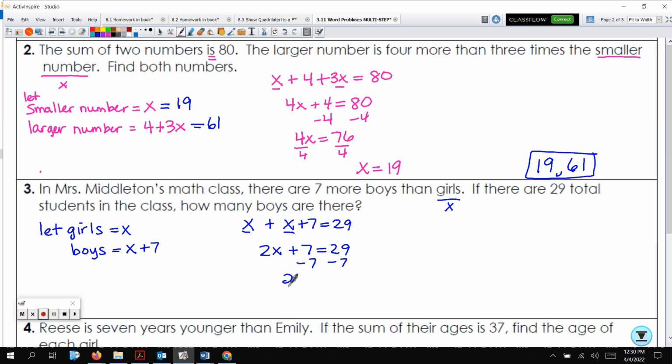Subtract 7, 2x equals 22. Divide by 2, and I get x is equal to 11. So that means there are 11 girls. And if we plug in 11 here for x, 11 plus 7 is 18. The question wanted to know how many boys there are. There are 18 boys.